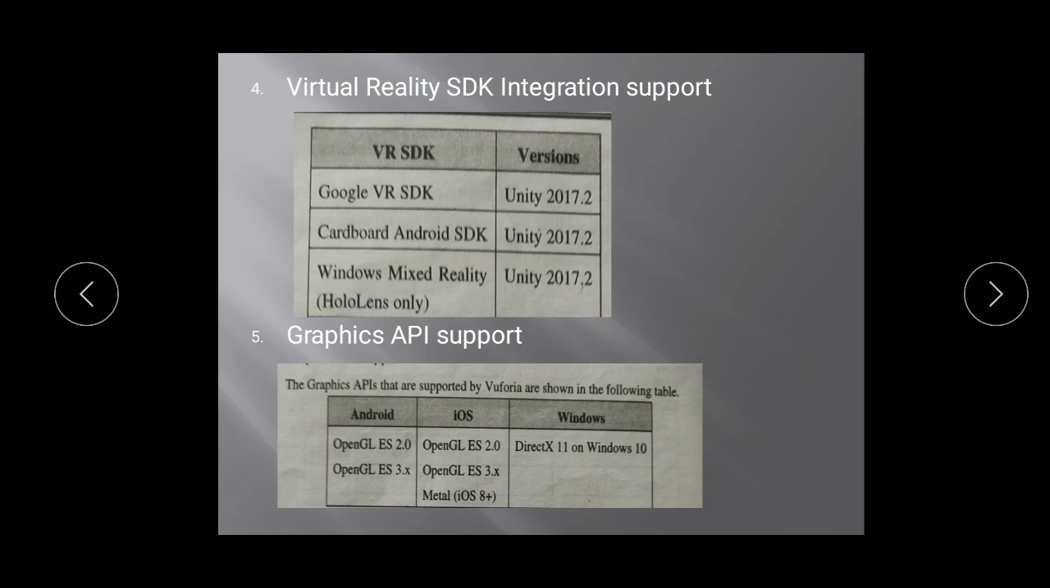Next is graphics API support. What graphics are supported? Android is supported with OpenGL ES 2.0 and 3.x. iOS, that is your Apple OS, supports OpenGL ES 2.0 and OpenGL ES 3.x, and Metal. In the last lecture also I told you that Metal is somewhat different from your normal Android, and is applicable for iOS. And for Windows OS, you have DirectX 11 on Windows 10. I had explained DirectX in chapter 3, how it works with audio, video, text formatting, pictures, graphics, everything.